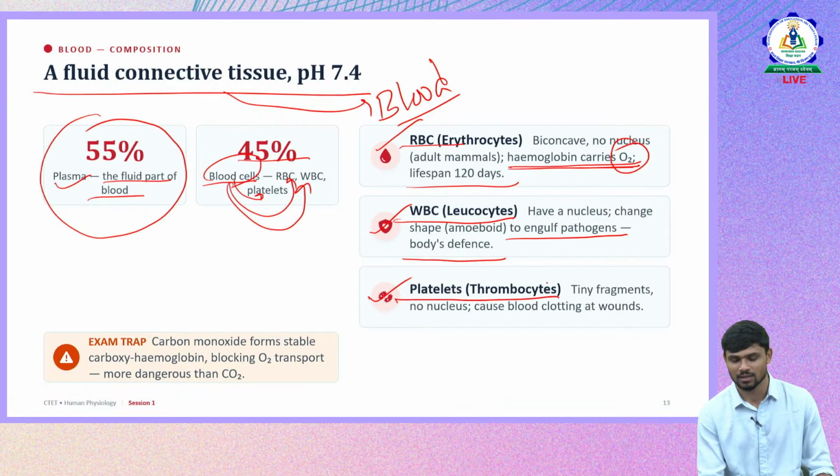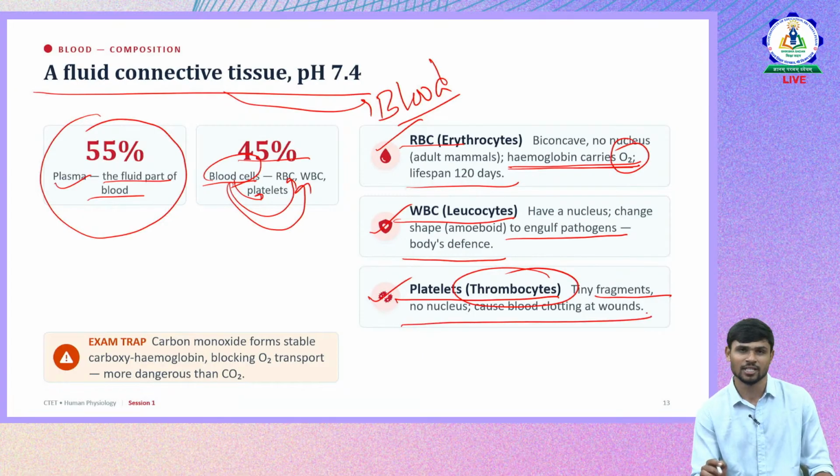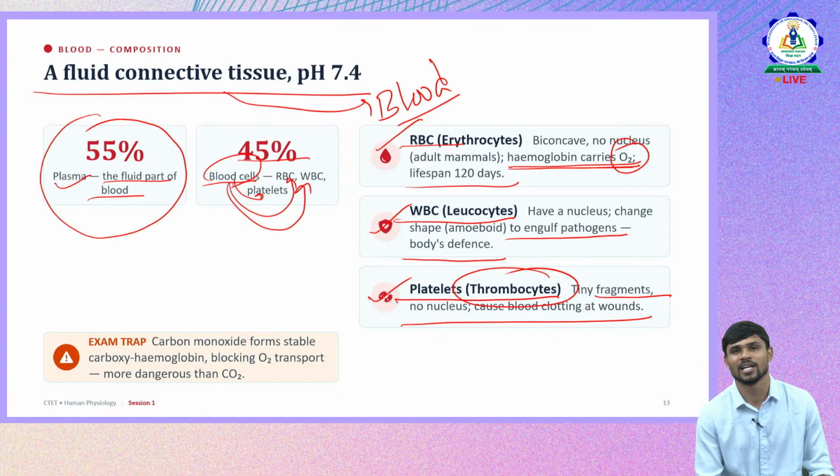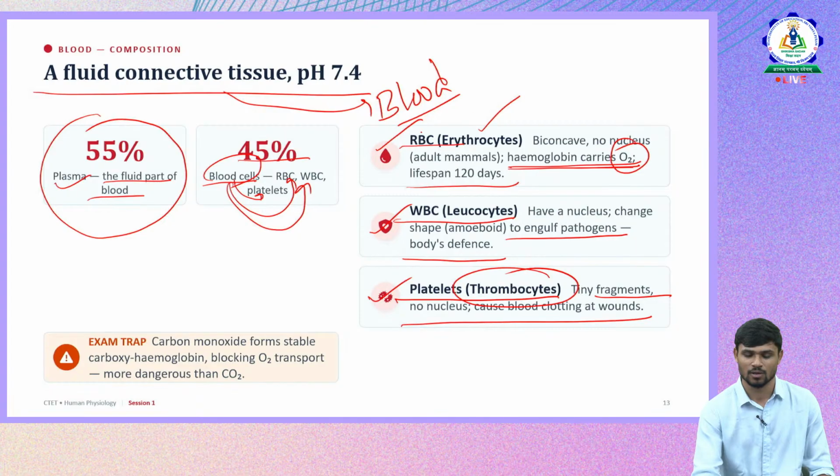Then platelets are the thrombocytes. Wherever there are cuts, these platelets are the ones to go first, cover, and stop the bleeding. So these are the functions of the three different blood cells. If they give erythrocytes, it is the same as RBC; leukocytes are the same as WBC; thrombocytes are platelets. So remember these terms properly.